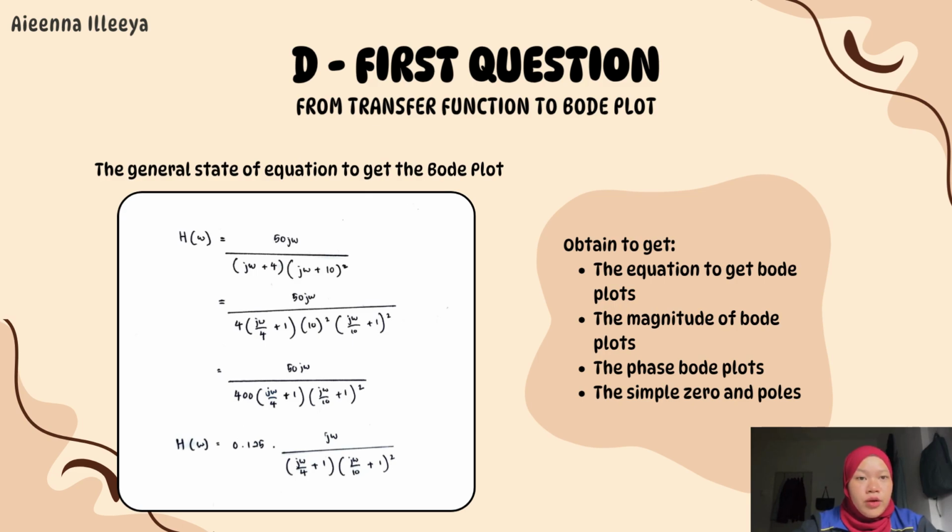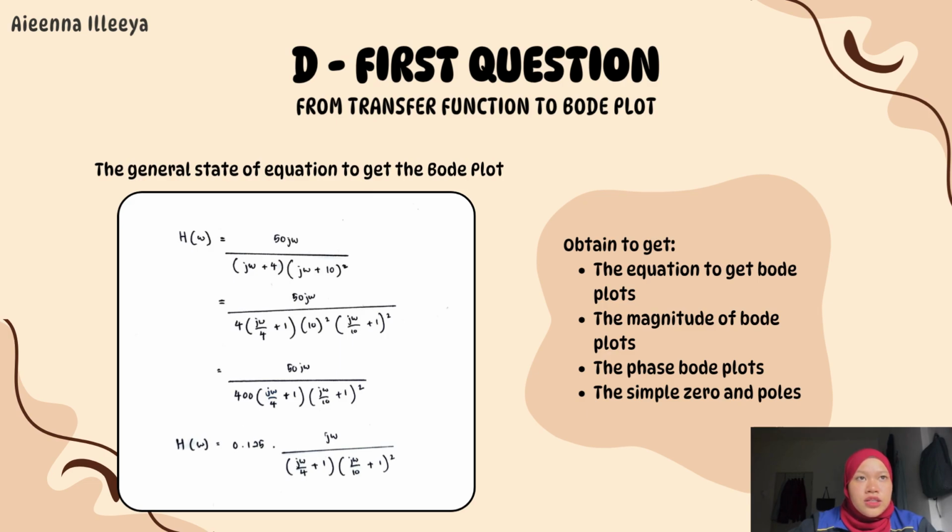Assalamualaikum warahmatullahi wabarakatuh. Today I want to explain question D. It is from transfer function to Bode plot. The question is H(omega) equals 50 j omega over (j omega plus 4)(j omega plus 10) to the power of 2. The question focuses on converting a transfer function into a Bode plot, which is a fundamental concept in control systems and signal processing.